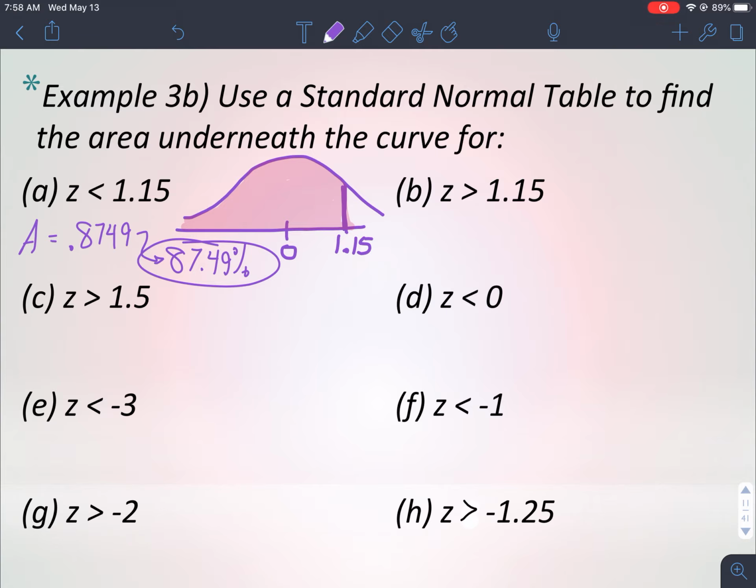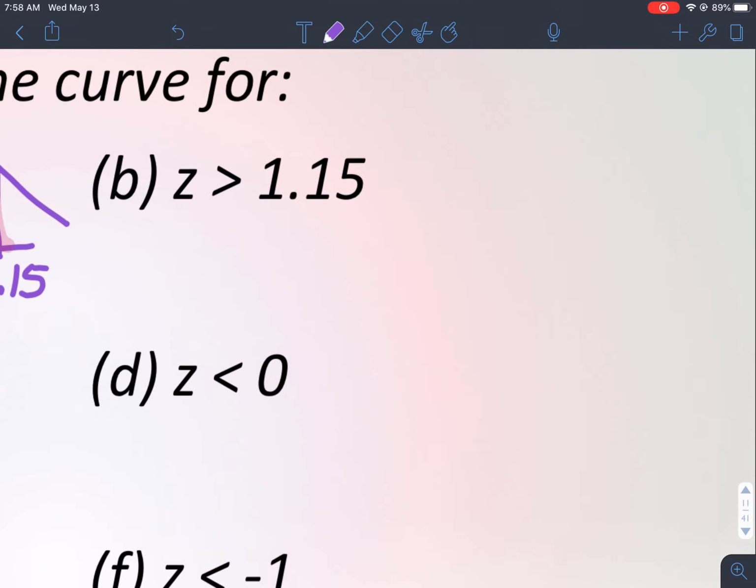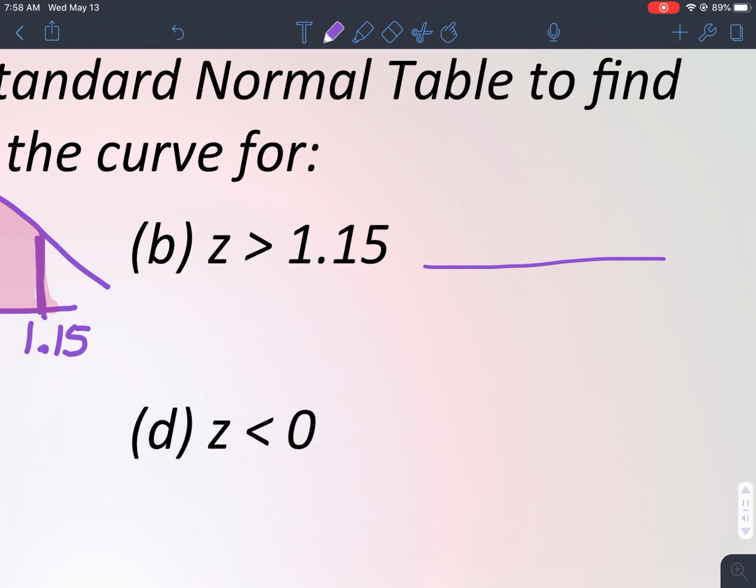Now let's do part B. Look at the other side of it. This says z-scores greater than 1.15. So my bell curve here, I'm still going to have the mean 0 because it's a standard normal table. And we're going to say 1.15 standard deviations. But now it says greater than, so we're going to shade to the right.